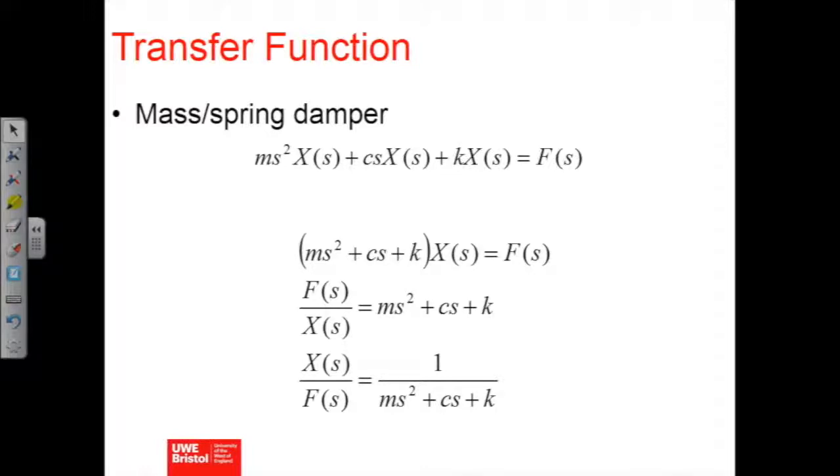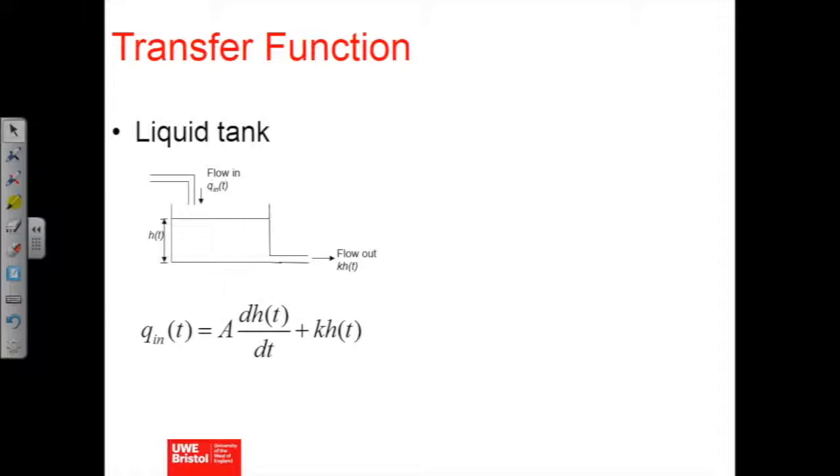This is a mass spring damper with just a force input. Output over input is 1 over, in this case, a quadratic. Seen that before? You produced that equation in the tutorial, most of you I think.